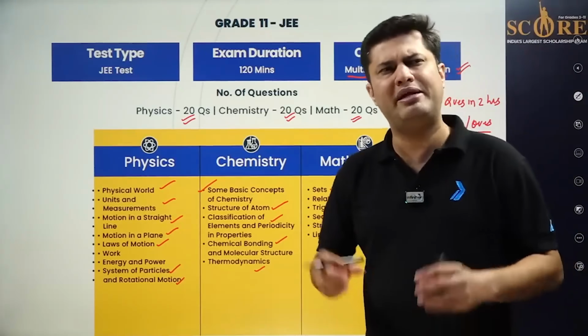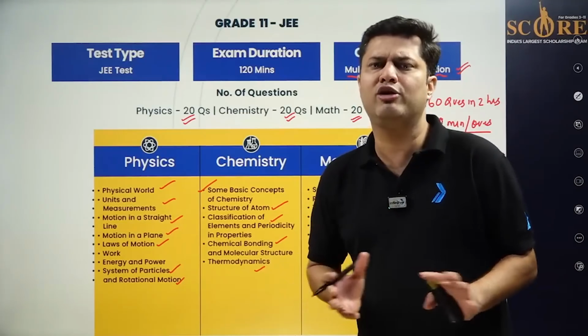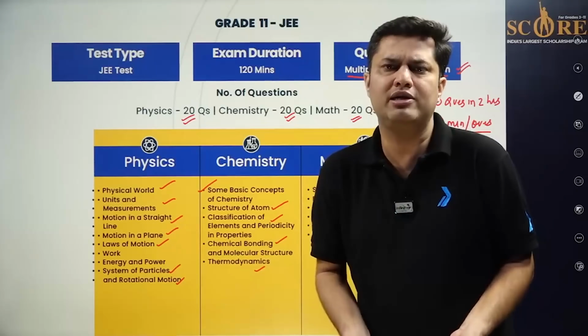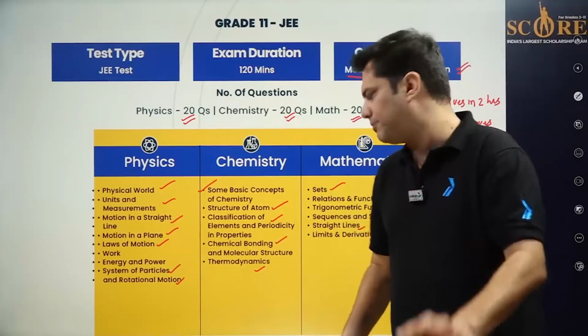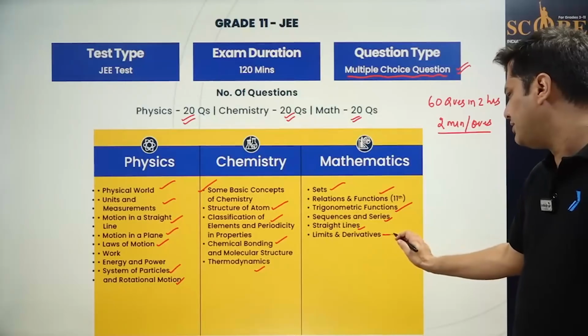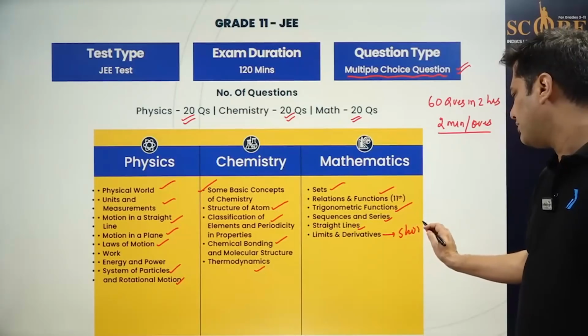Sequence series will definitely be completed by the end of September. I think you must have completed sequence and series. Okay, and if not yet, you will definitely complete it before September. And limit derivatives is a very easy and short chapter. It's not a very tough chapter.